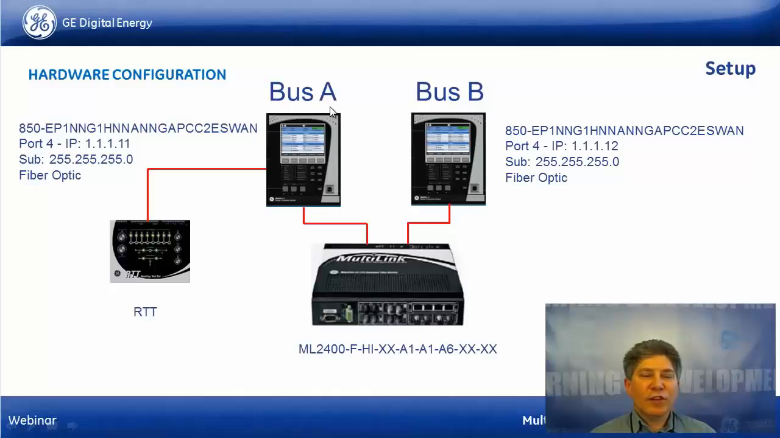So our hardware configuration that we're using will have 2 850 relays communicating via fiber optics to a multi-link ML2400 managed switch. They'll be communicating at 100 megabits per second. Each port will have its own IP address. And in addition, we'll have an RTT connected to relay A as a means for contact input changes.